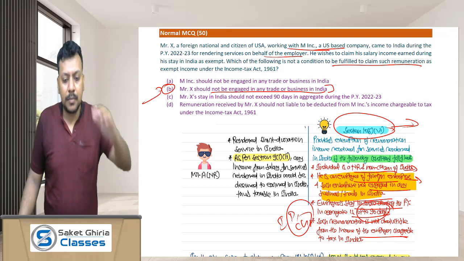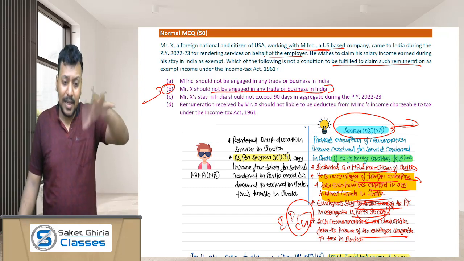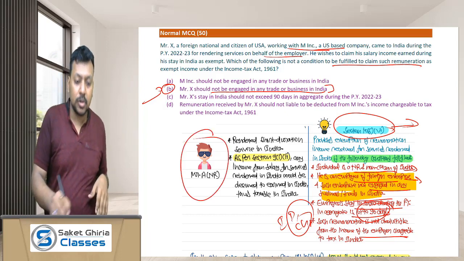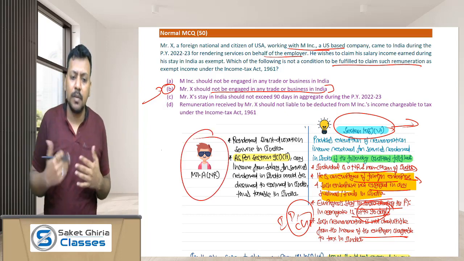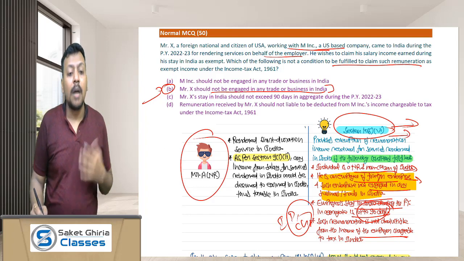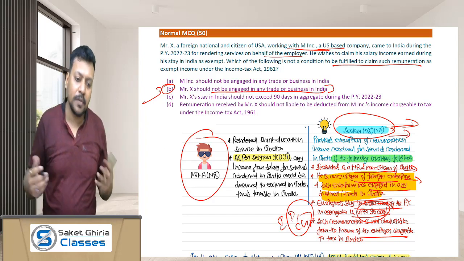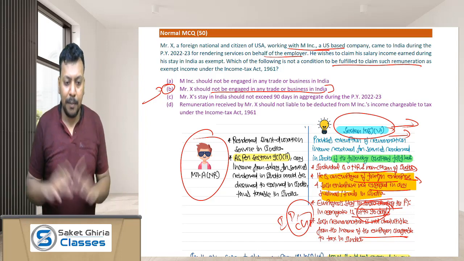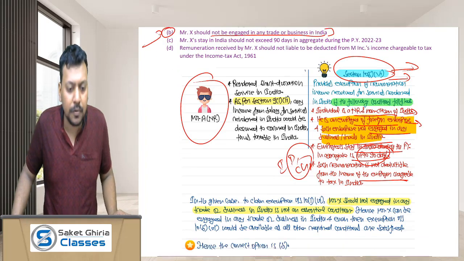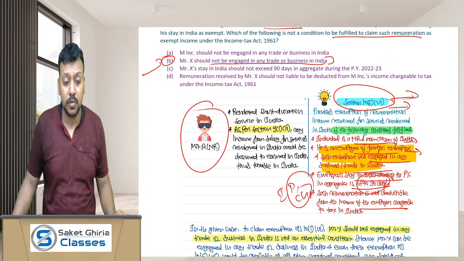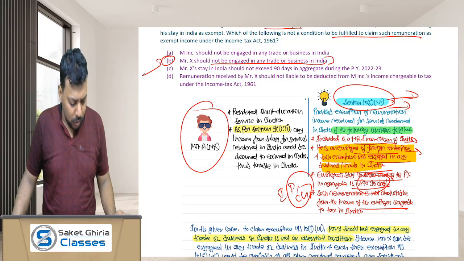But sir, if Mr. X is engaged in a business or trade in India, then what is going to happen? His salary income will be exempt under section 10(6)(vi), but his other income from India would be taxable as per the provisions of the Act in India. So dear, that is the complete discussion of all 50 MCQs given by ICAI. I hope we have taken sufficient time and made the discussion.